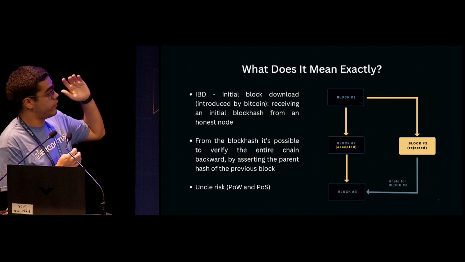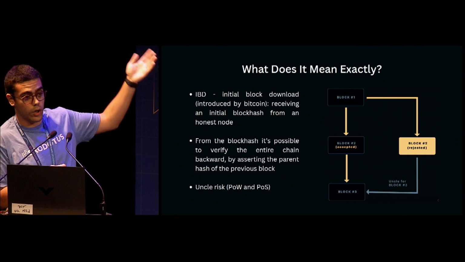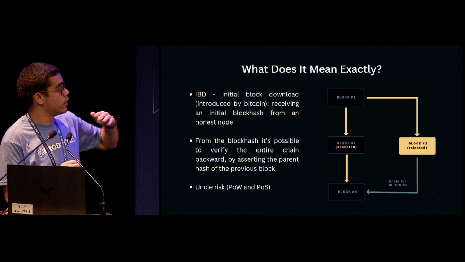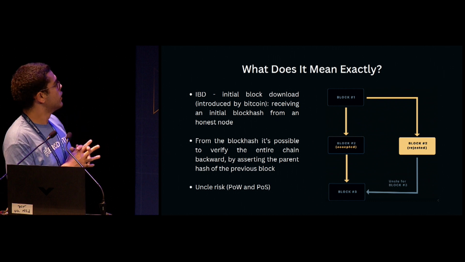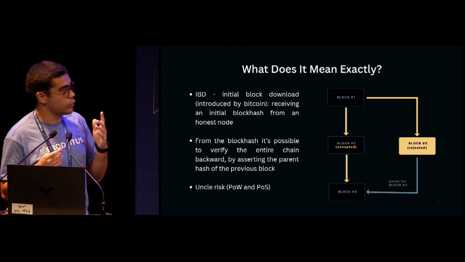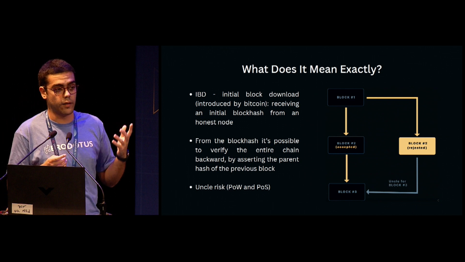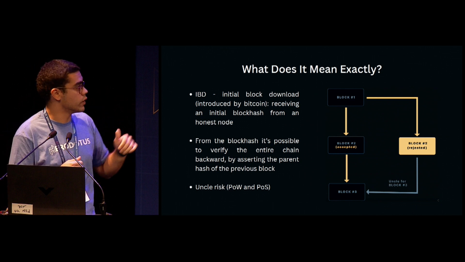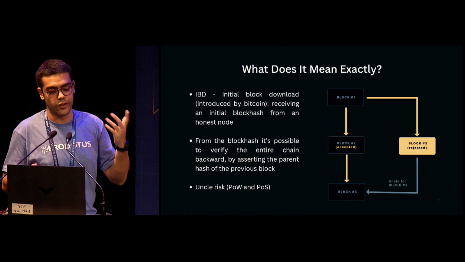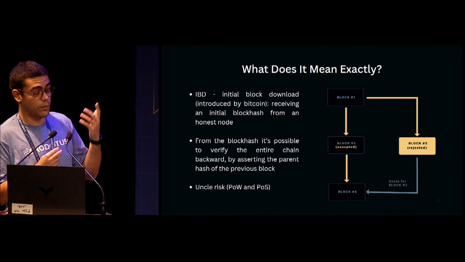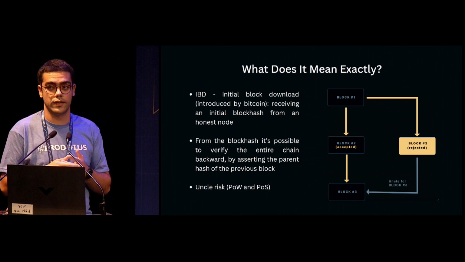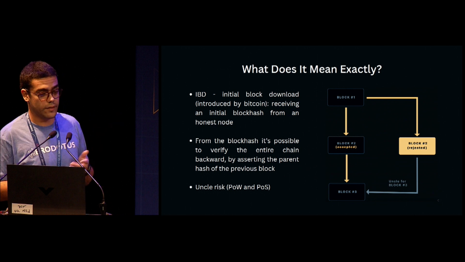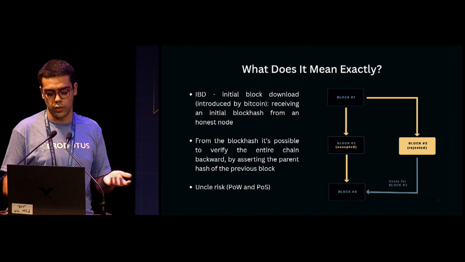So if we have what we call an IBD, an initial block download, just by that block, we can go all the way back, which is nice. So yeah, we're going to use this property in order to be able to prove an entire blockchain just by starting with a single block. Also, we have to understand that there's some uncle risk, which in both proof of work consensus and proof of stake consensus is probabilistic, but in proof of stake consensus, it's not so likely to happen as in proof of work.